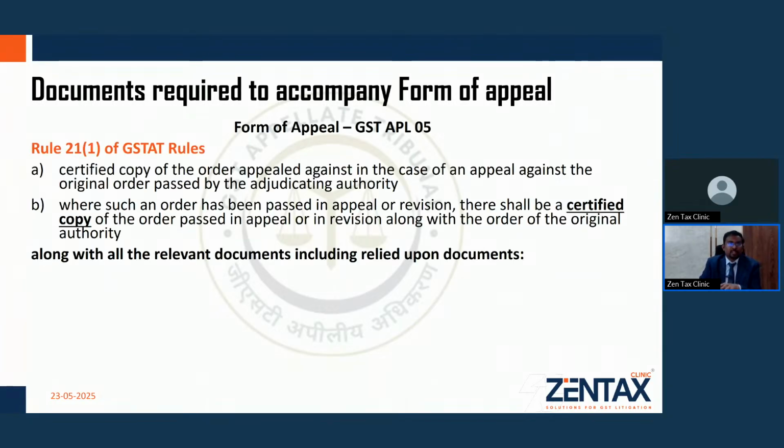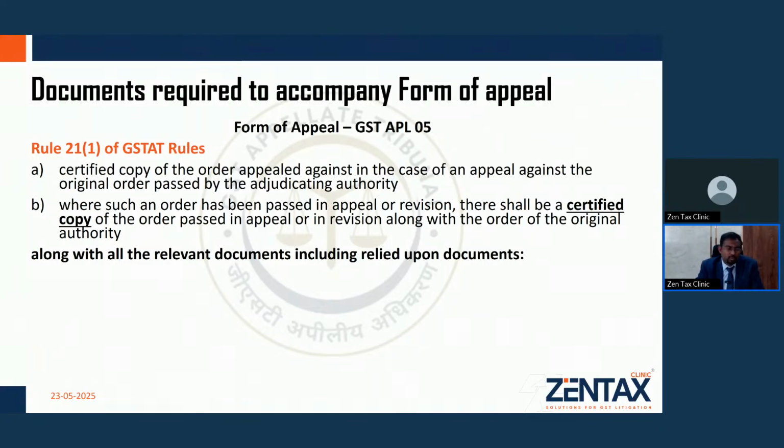So what is it about these rules, about this form? Rule 21 has multiple sub-rules, so we will break it into multiple minor components. We will read this along with any other related legal provision with Rule 21, and then break it into each of the sub-rules.